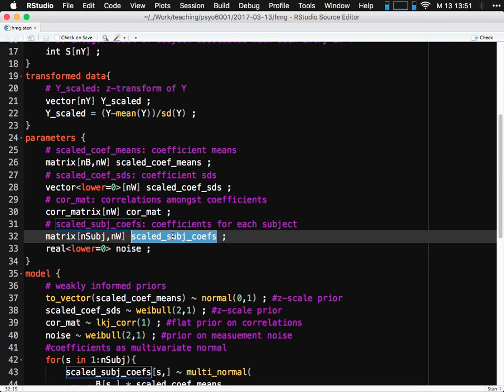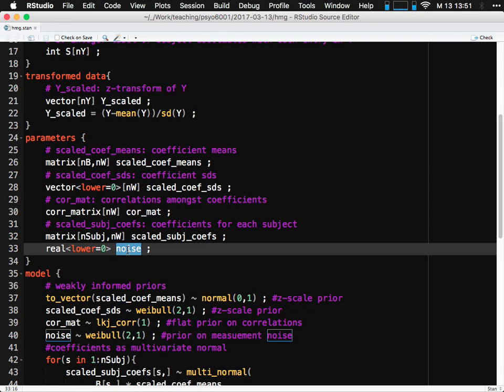We create a little matrix here that's going to store for each subject what our estimate for that subject's intercept is and for that subject's A effect is. And we also, because this is Gaussian, we're assuming Gaussian error on our measurement, we need to express the magnitude of noise that we think might be in the measurement. So noise lower bounded at 0.